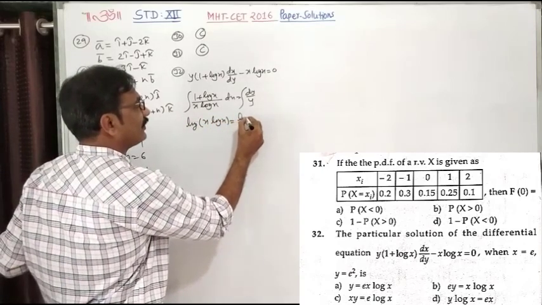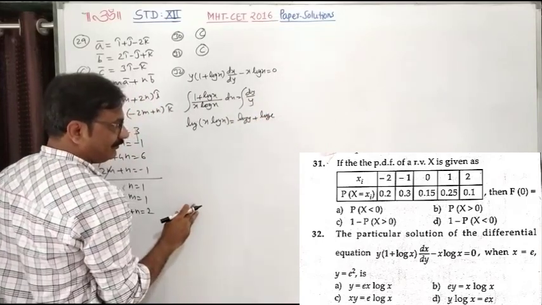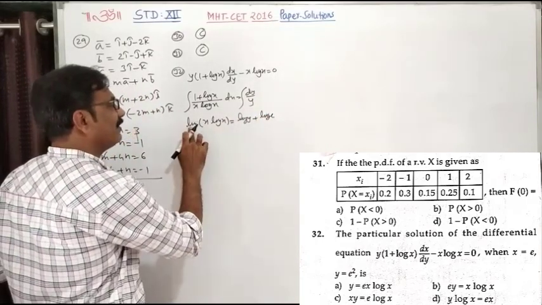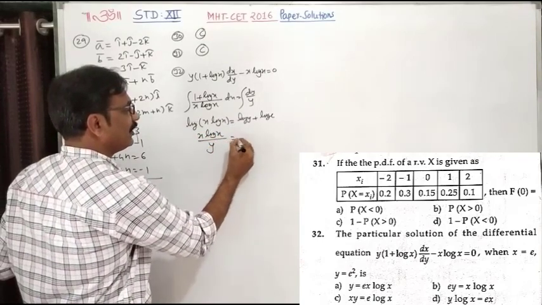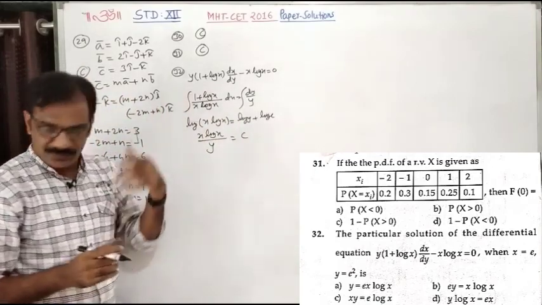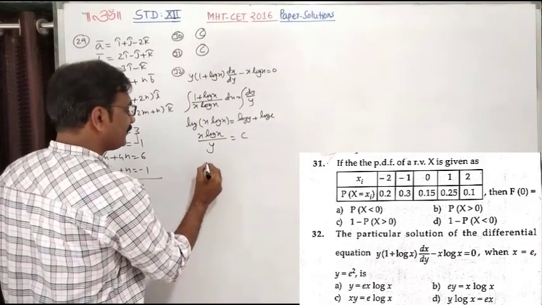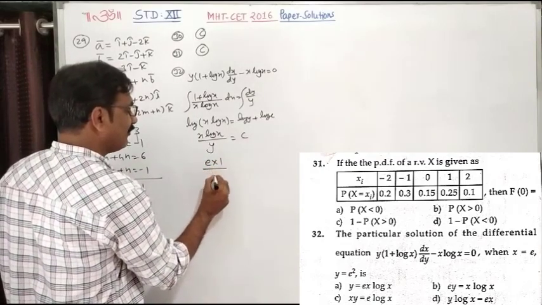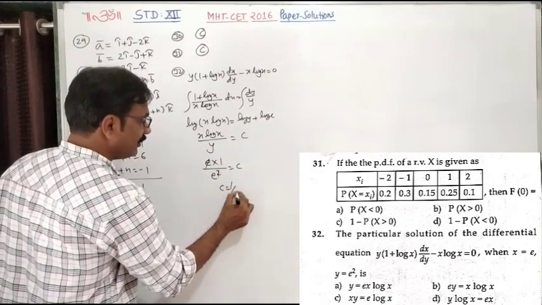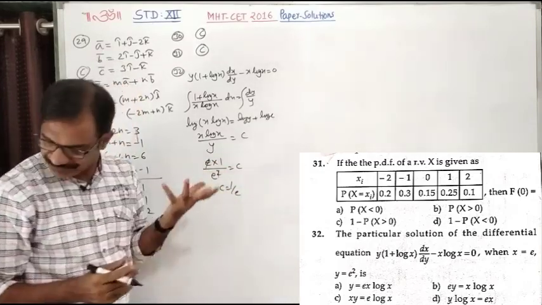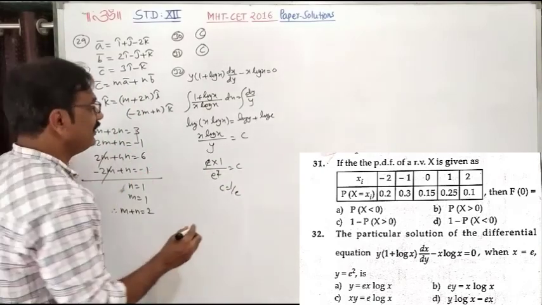x log x is equal to log y plus log c. By laws of logarithm, m upon n, log cancels. So x log x upon y is equal to c. You have to find the particular solution at the point x is e, y is e square. x is e, log e is 1, y is e square, equal to c. One of the e cancels. So c is 1 upon e. So decide your answer. Just put the value of c as 1 upon e.